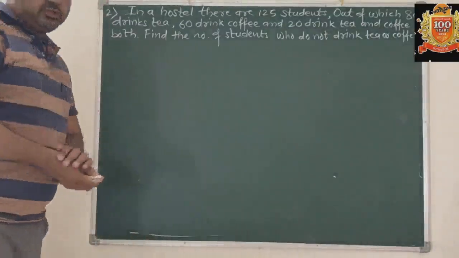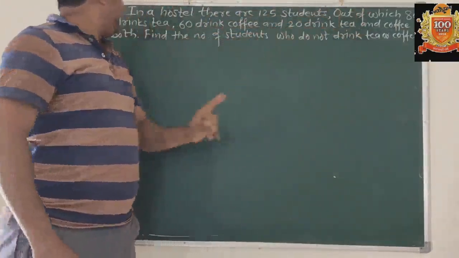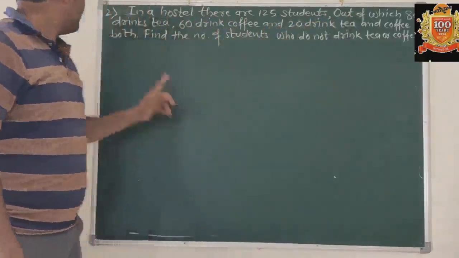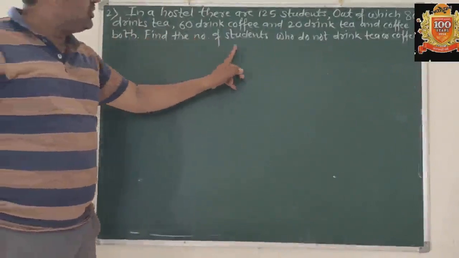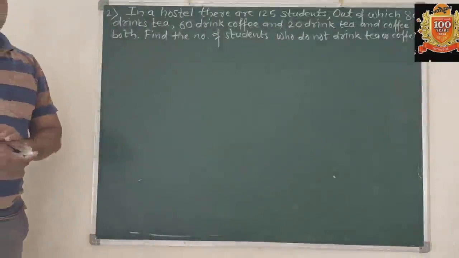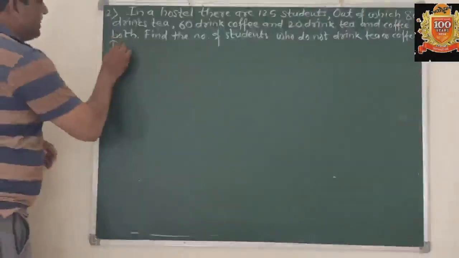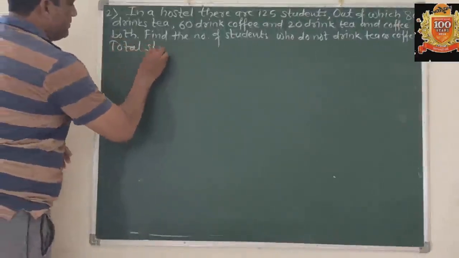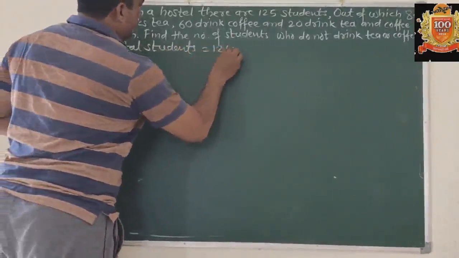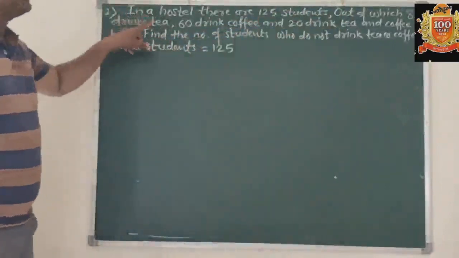Now, second question. In a hostel, there are 125 students, out of which 80 drink tea, 60 drink coffee, and 20 drink tea and coffee both. Find the number of students who do not drink tea or coffee. Now, we have such a word problem, we want to solve. Now, we have total 125 students, okay. Total students equal to 125.